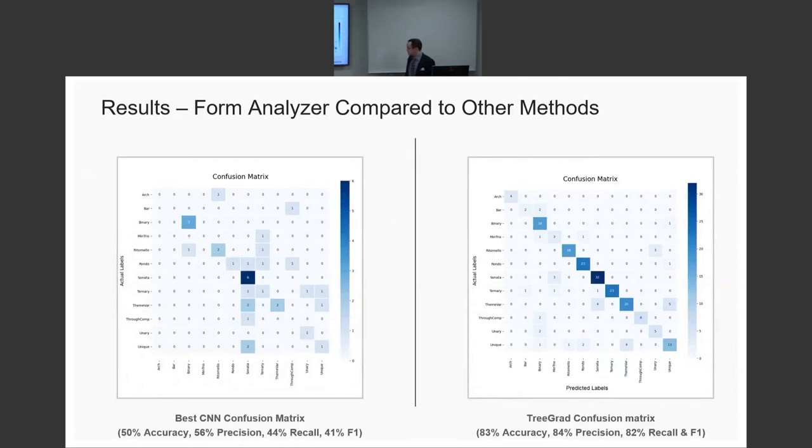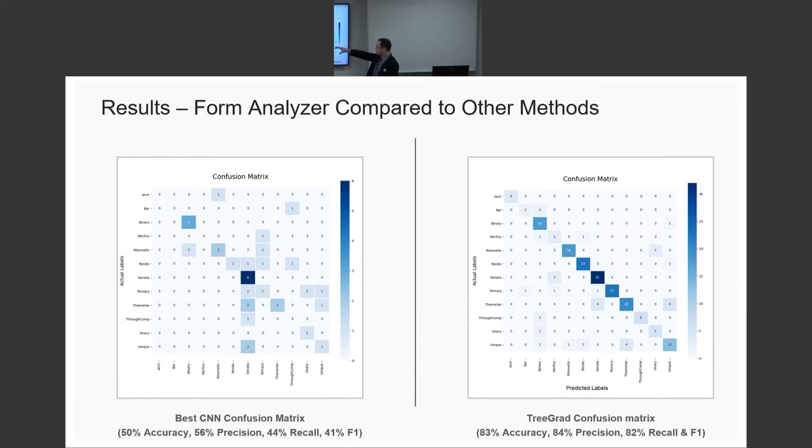So compared to the best convolutional neural network that I was able to achieve, the best CNN was able to get 50% accuracy, 56% precision, 44% recall, and 41% F1. Again, compared to over twice that for the TreeGrad model. The CNN, for whatever reason, a standard deep learning architecture just was not feasible alone.